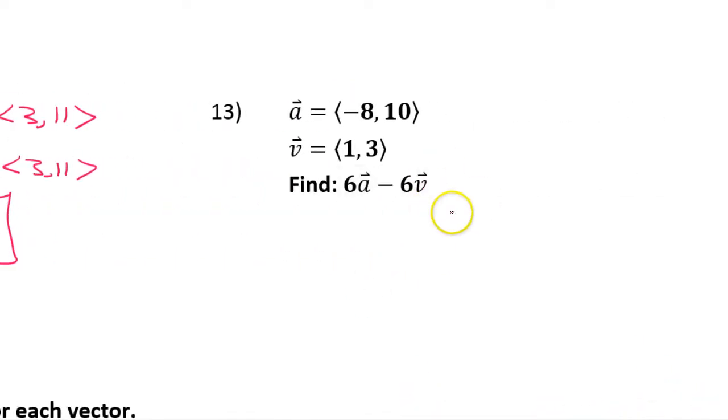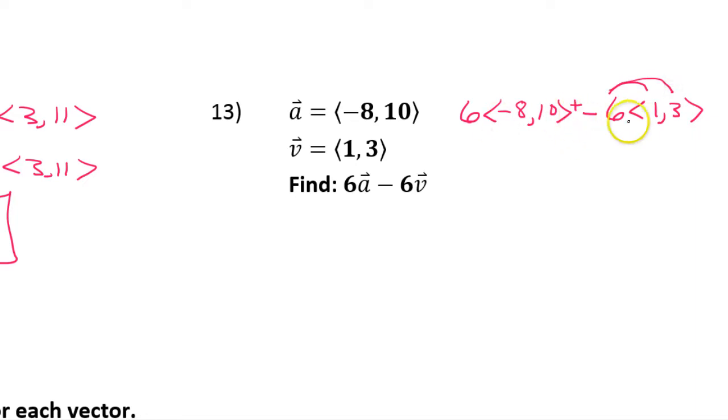For number 13, we've got 6a minus 6v. Okay, so again, whenever I subtract, I like to put a little plus sign here to remind me that I'm going to actually distribute a negative 6, and then I'm going to add these two parts.